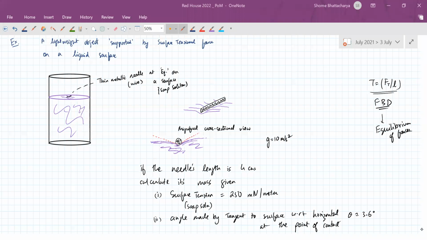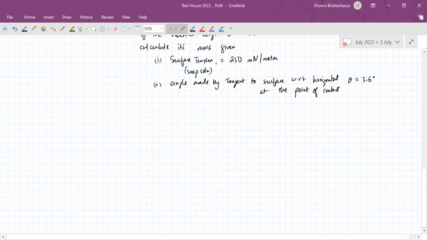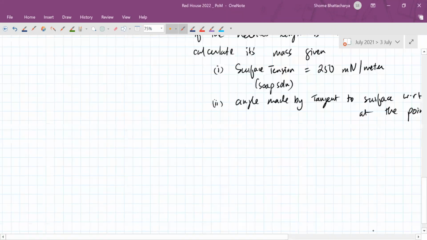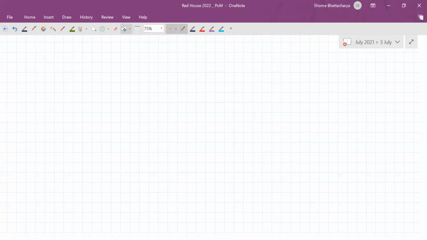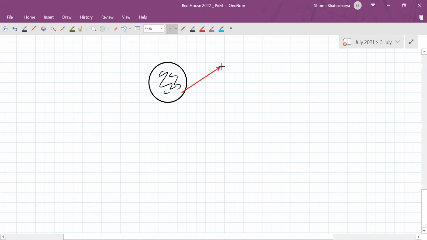Okay, so let's check this out. Yeah, it will come in terms of pi because you'll have to convert the angle to radians and also use the small angle approximation. So again, if I make the free body diagram for a magnified cross-sectional view, you'll see that there'll be surface tensional forces acting tangentially at the two sides like this.